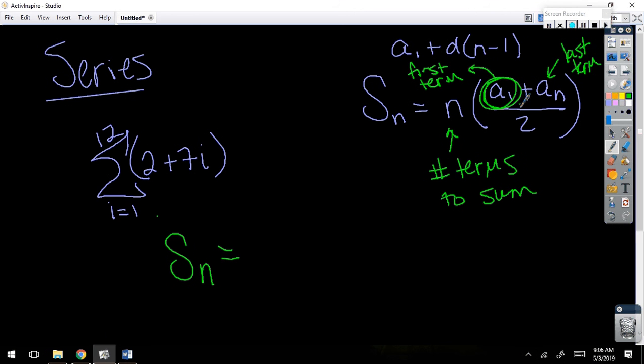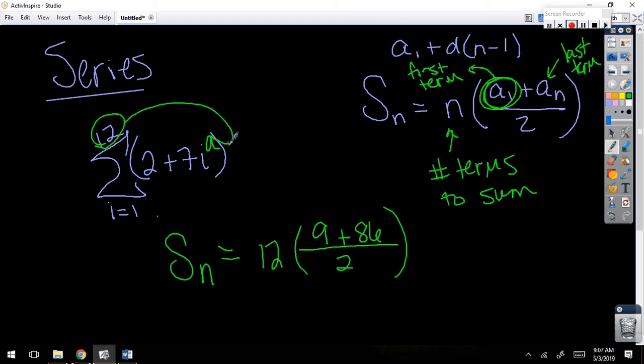So how many terms do I have here from 1 to 12? 12. Times, what's the first term? Plug 1 in, so 2 plus 7 is 9. What's the last term? 86, divided by 2. The last term is if you plug 12 in for i. So 7 times 12 is 84, plus 2 is 86.